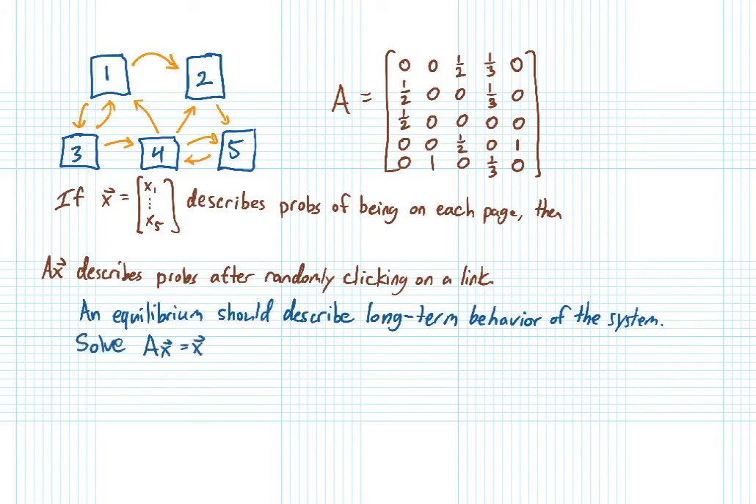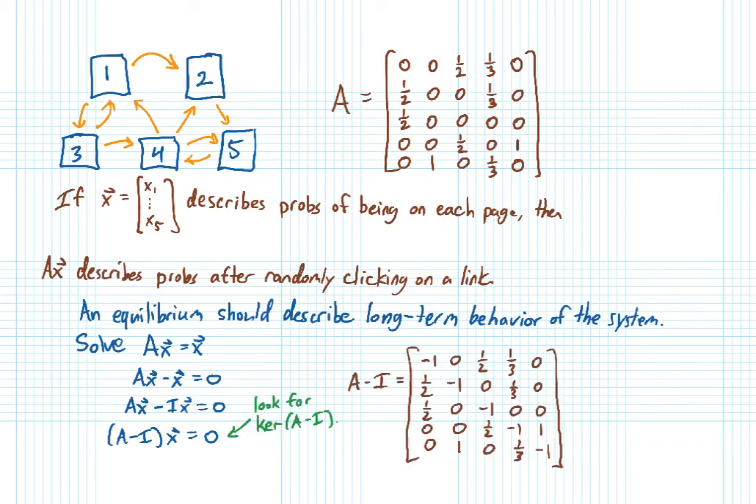And so in this case, we can actually solve for the equilibrium. The equation for an equilibrium is A times x equals x. To solve this, the first thing we'll want to do is move the x to the left side of the equation. And then we can note that x is the identity matrix times x. Now we can factor the x out, and we get the equation (A minus I) times x equals 0. So in other words, we're looking for the kernel of A minus I. So here's A minus I. It looks the same as A, except you have minus 1s down the diagonal instead of 0s.